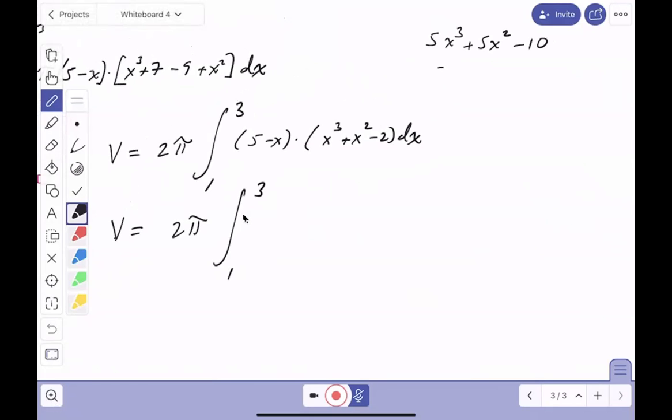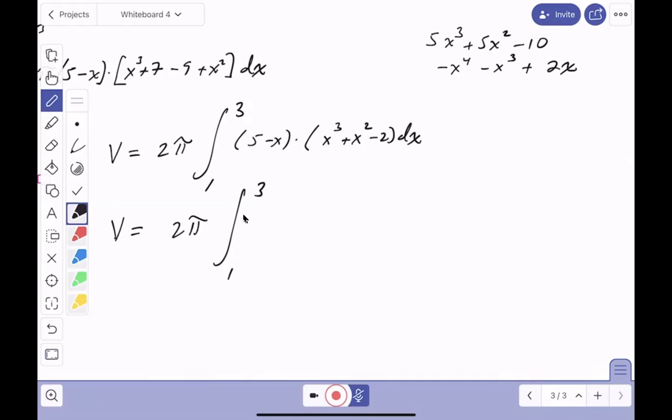So minus x to the fourth, write this over here. Wait a second. Yeah, I'm sorry, minus x to the fourth. And then let's see, minus x cubed plus 2x. Let me see if I did that right. 5x cubed, 5x squared, minus 10. And then minus x to the fourth, minus x cubed plus 2x. Let's write this down. And what do you get?